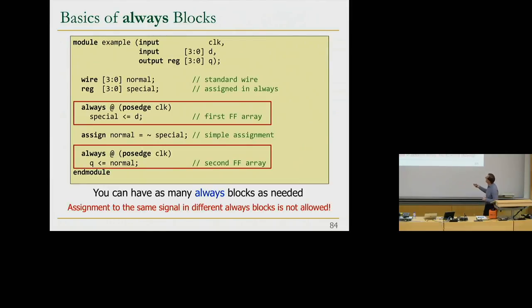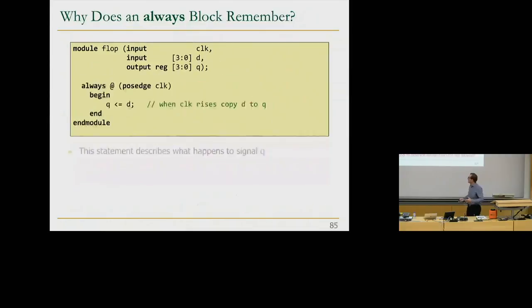Okay. Clearly, this is important. Assignment to the same signal in different always blocks is not allowed. So if you're assigning special over here, don't assign special over here, because you will get an error in that case, I hope, if your compiler is good, because it makes no sense to have two blocks assigning to the same register.